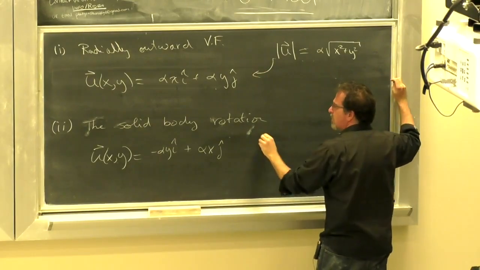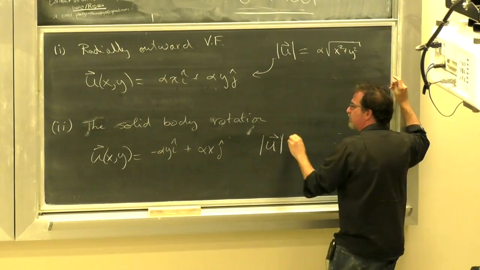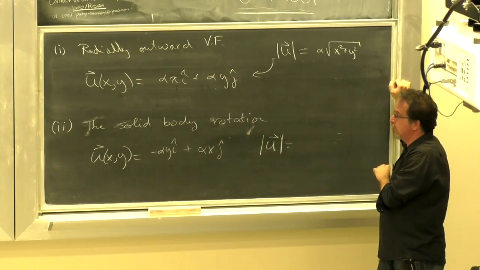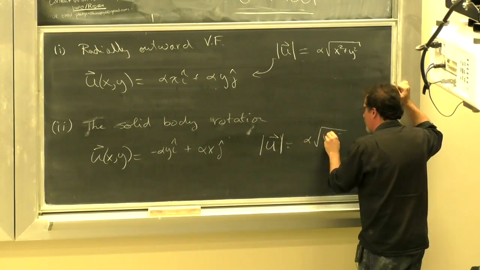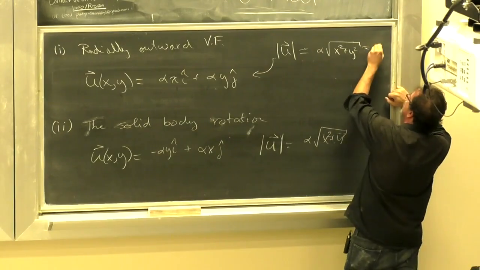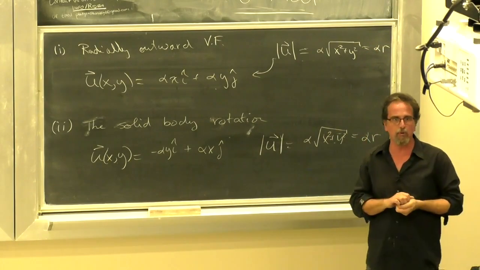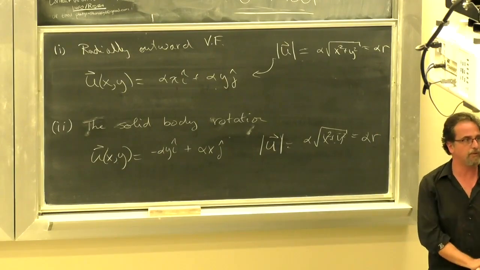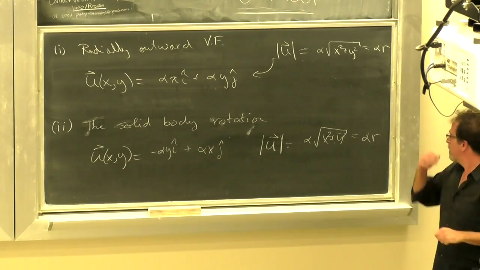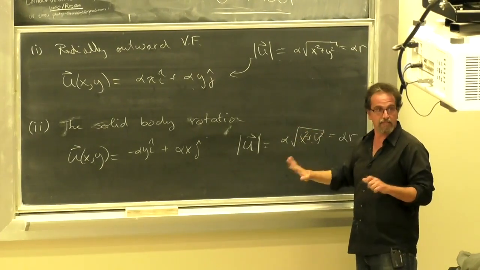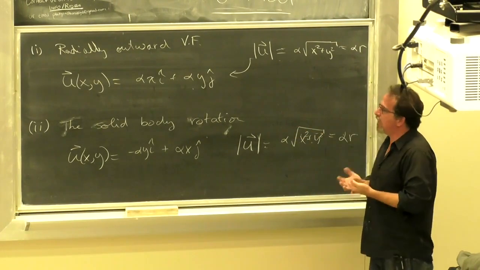What about this one here? The magnitude of u for this vector field is equal to alpha the square root of x squared plus y squared, which we might as well call r, the radial coordinate, a polar coordinate for the square root of x squared plus y squared. That's cool. That's interesting.